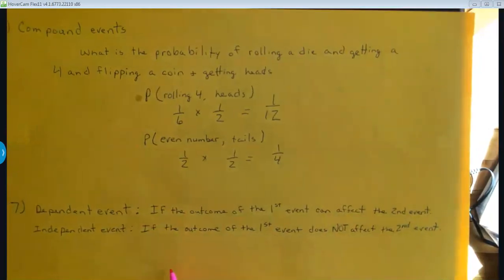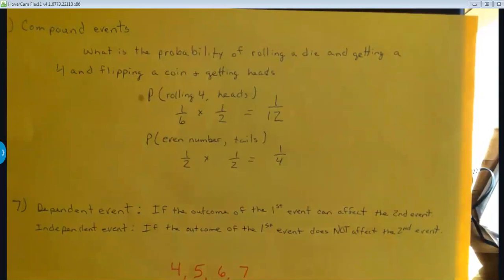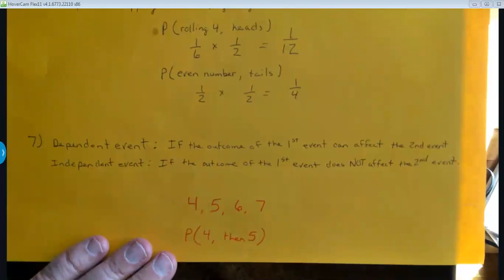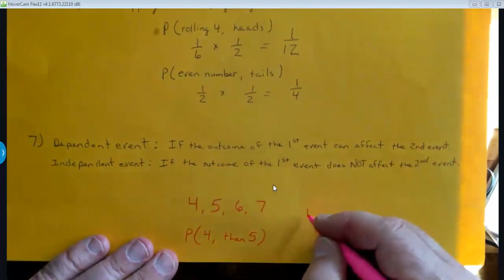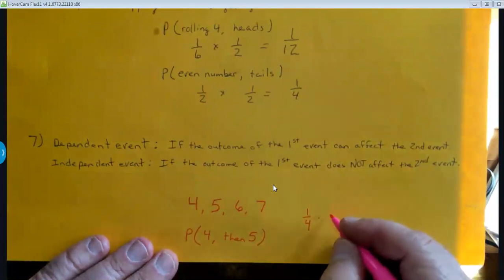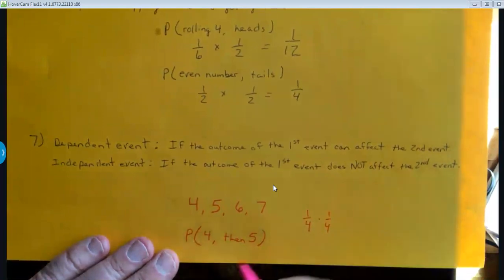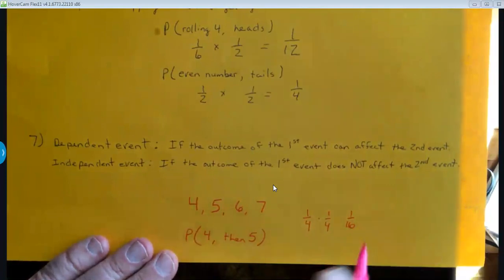So if I had the numbers 4, 5, 6, and 7, what is the probability of drawing a 4, then a 5? Now I'm replacing that 4 back into the set, so the probability of getting a 4 is going to be 1/4. The probability of getting a 5 is going to be 1/4. The probability then of getting a 4 then a 5 is 1/16.